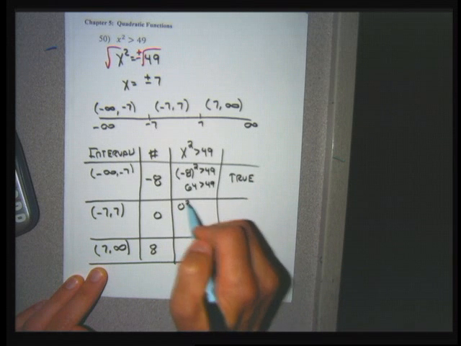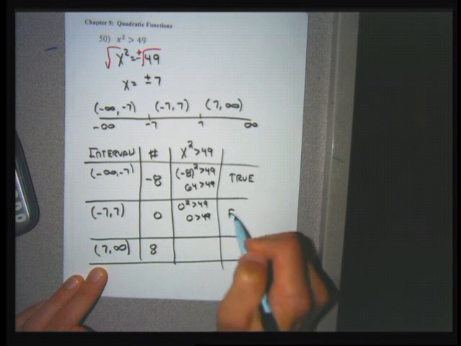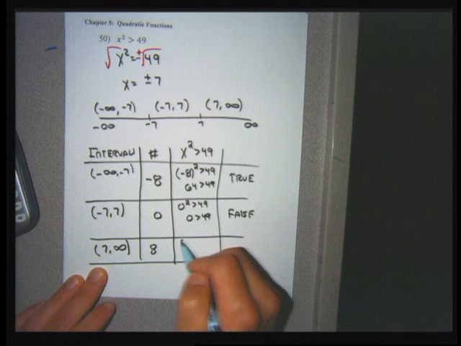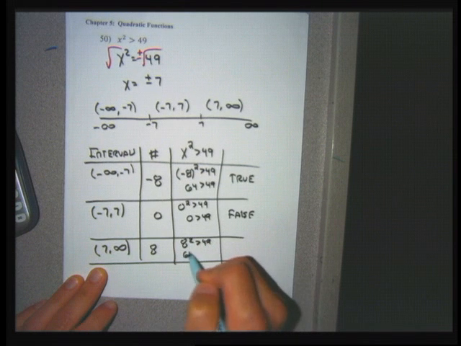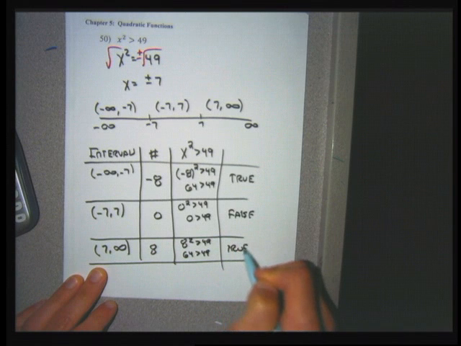Next one, 0 squared is greater than 49. Says 0 is bigger than 49, and that's definitely false. And then the last one, 8 squared is bigger than 49. Gives me 64 is bigger than 49, and that's true.